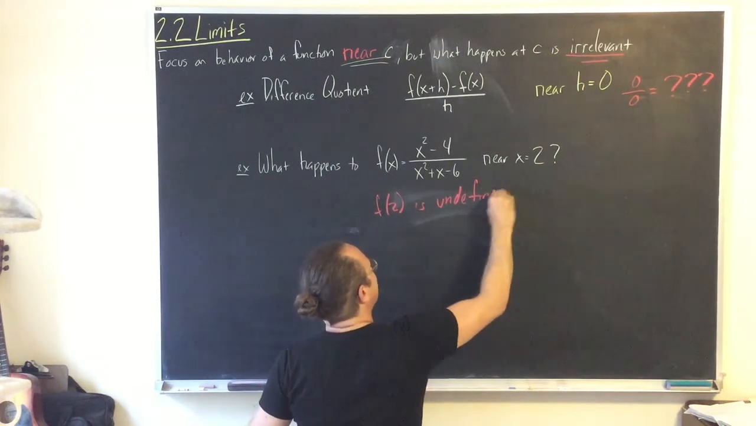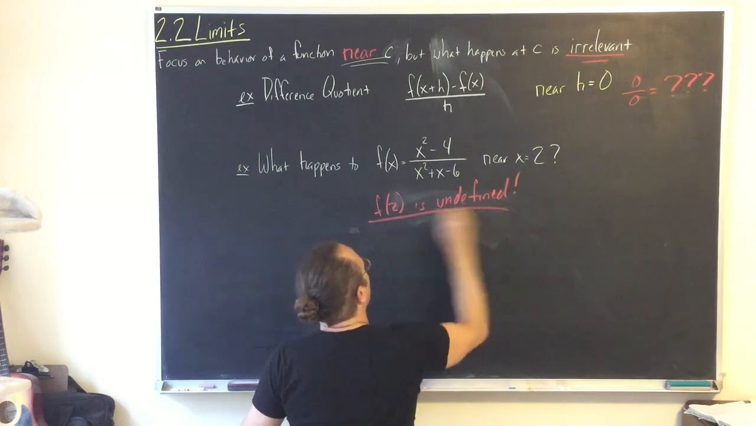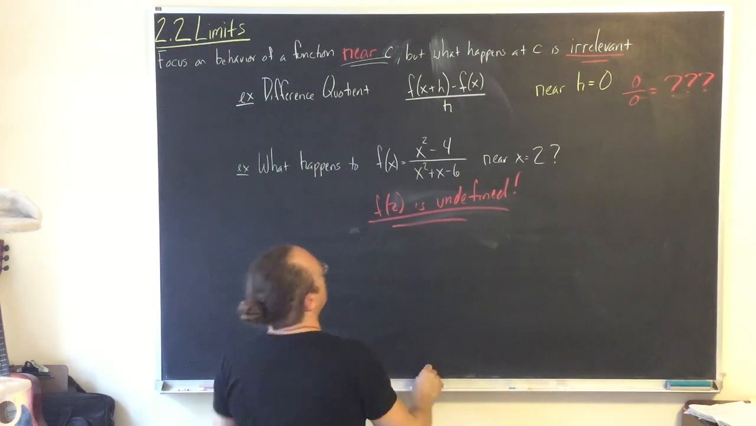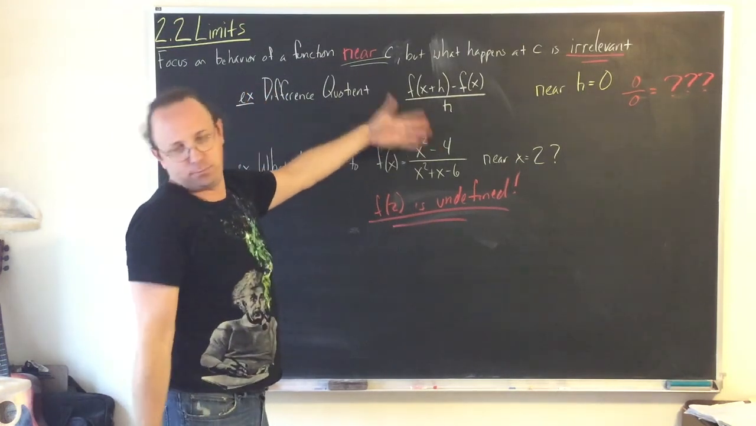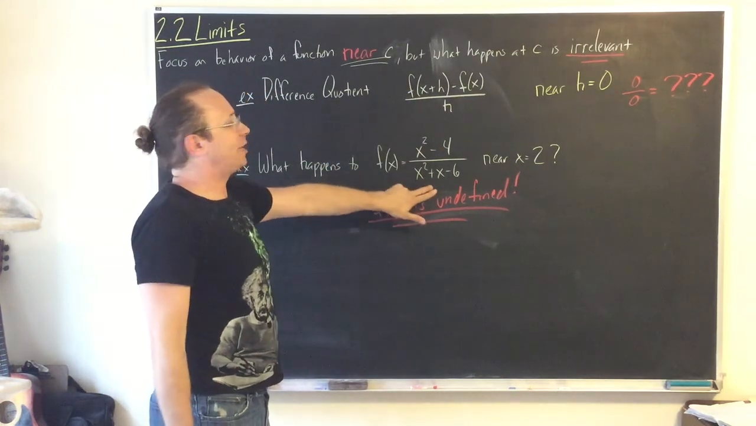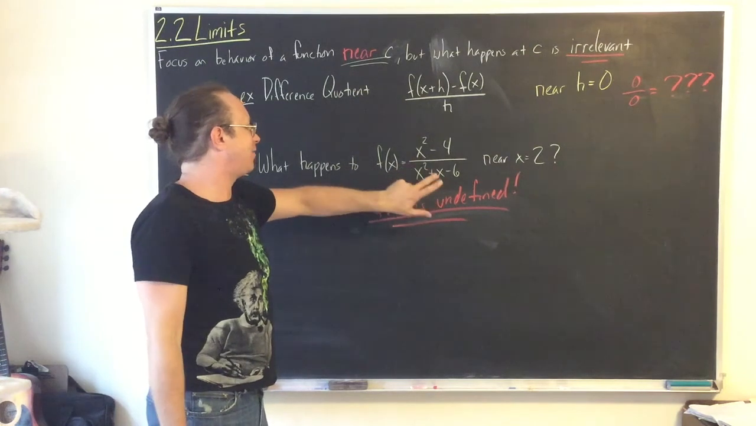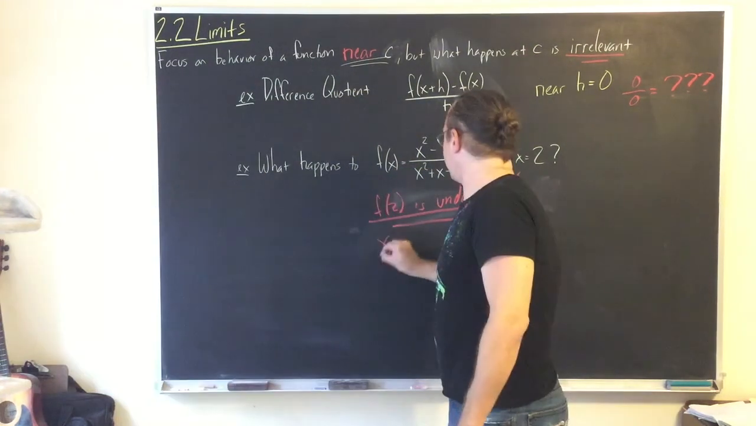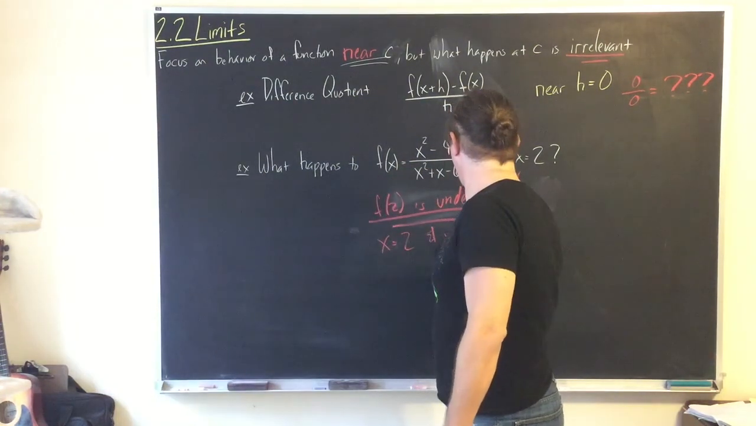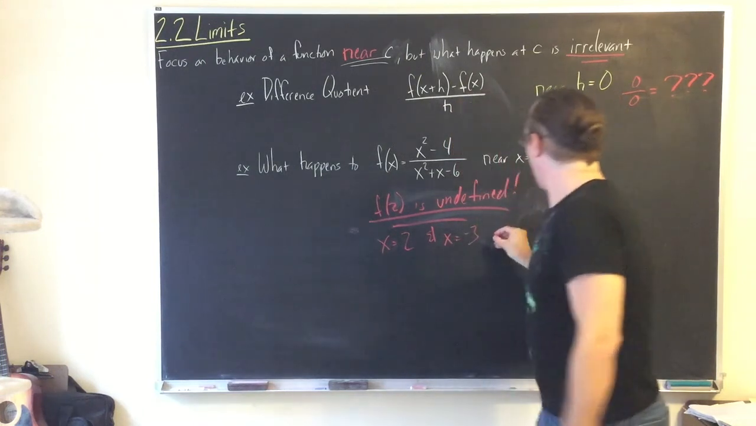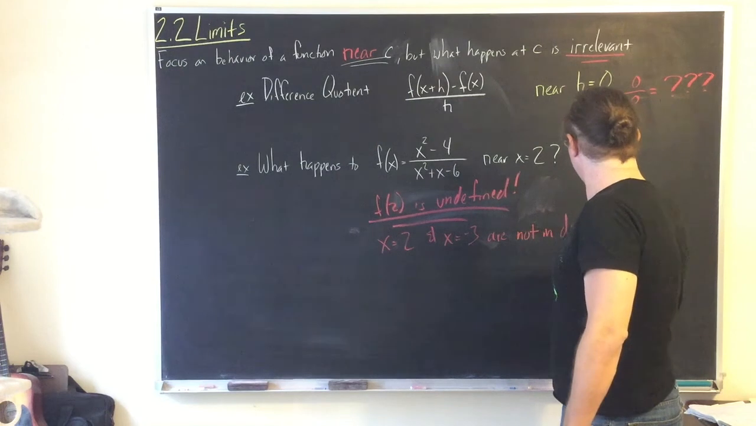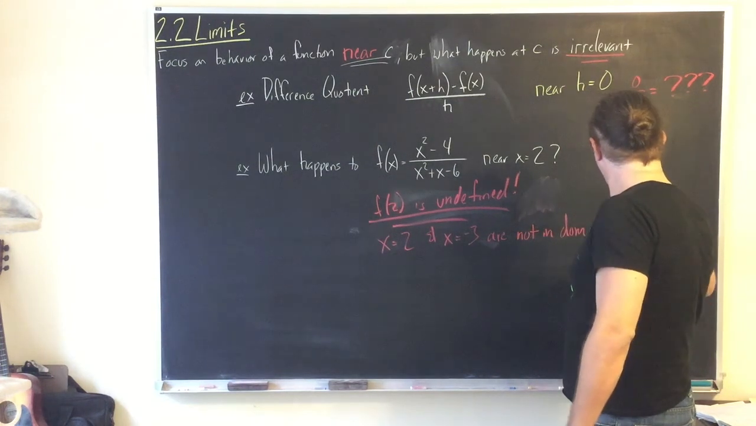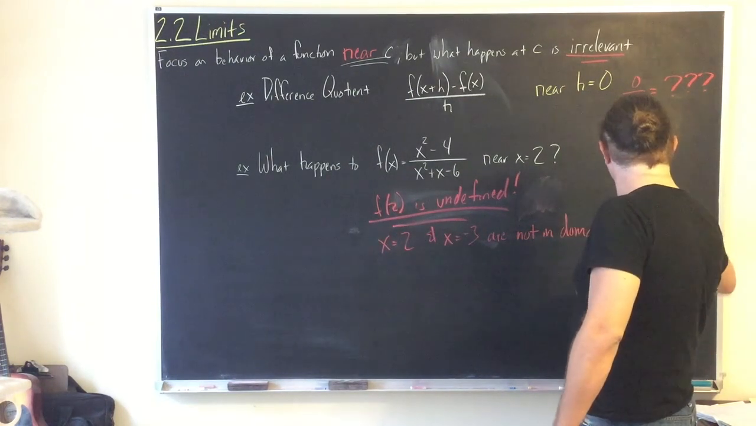You cannot plug 2 in here. Because if you try to plug 2 into here, you're going to get 0 on the top, which is fine, but you're also going to get 0 on the bottom. And we cannot divide by 0. X equals 2 and also x equals negative 3 are not in the domain of f of x.